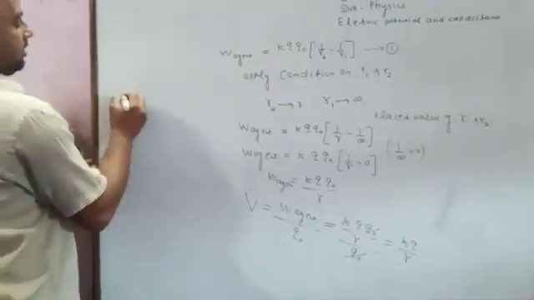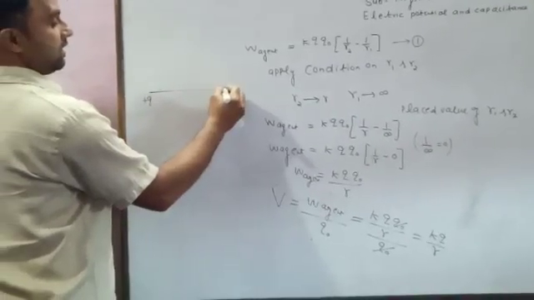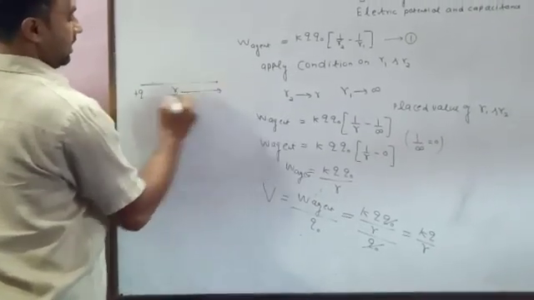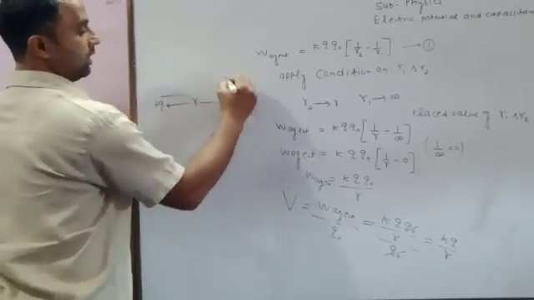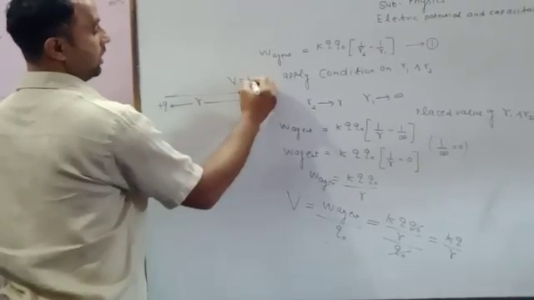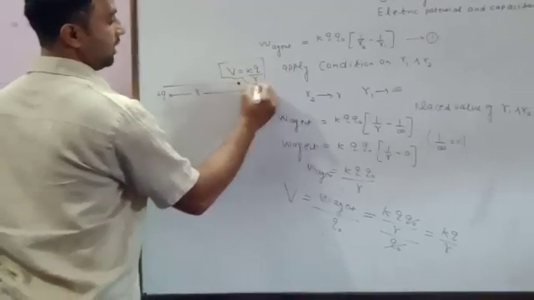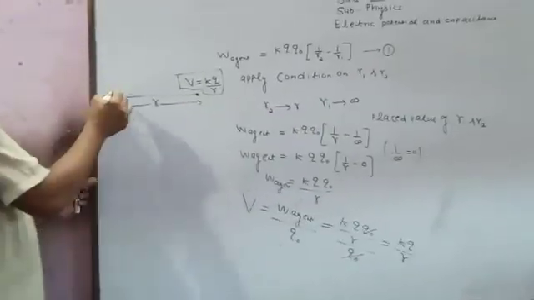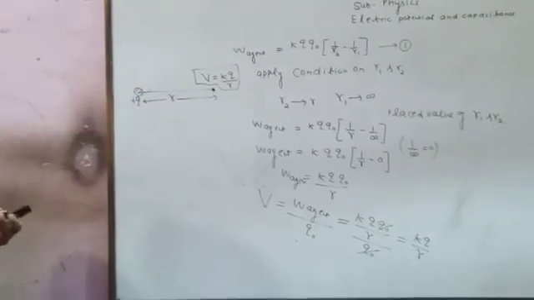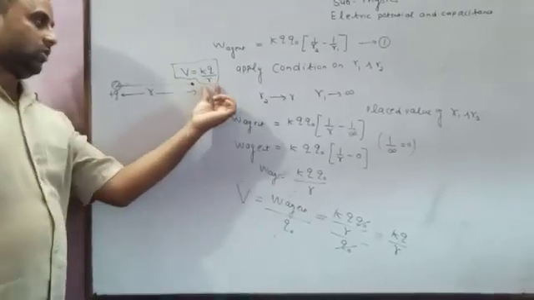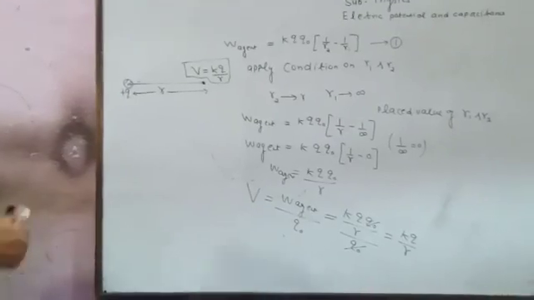Simply, say this is a charge of plus Q and this is the distance R. Here the potential is equal to KQ by R. We have to remember this formula for a point charge system, because if the charge capital Q is placed at a distance of R, the potential is V equals KQ by R. This is the formula for the potential.